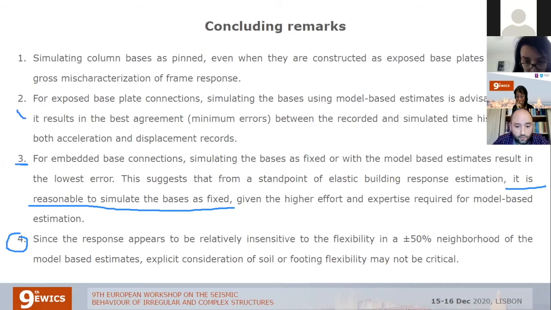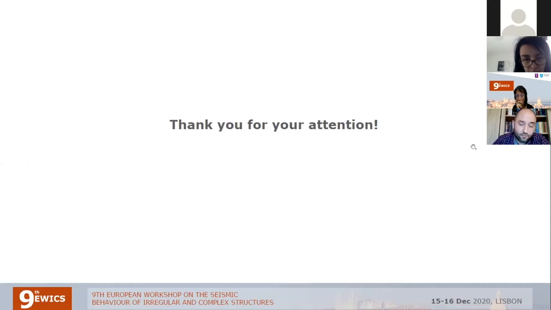One thing that I forgot to mention, the soil type that we used in this study was type B. Let me clear my drawings and yes, thank you for your attention.